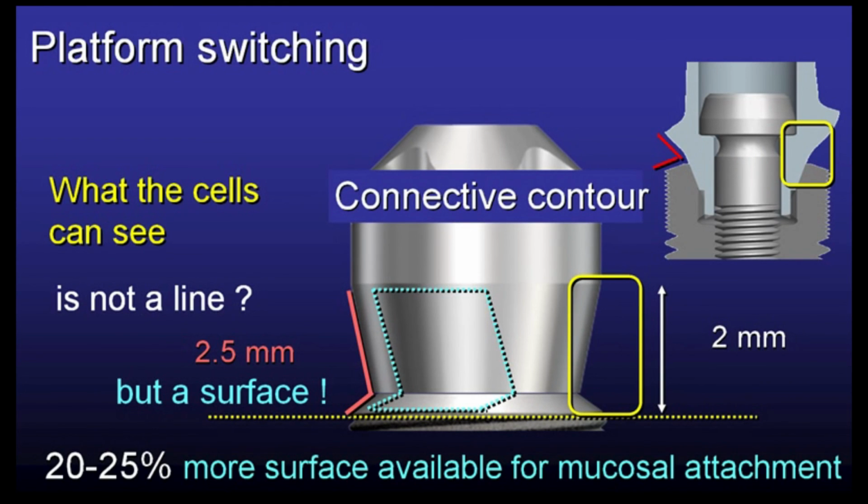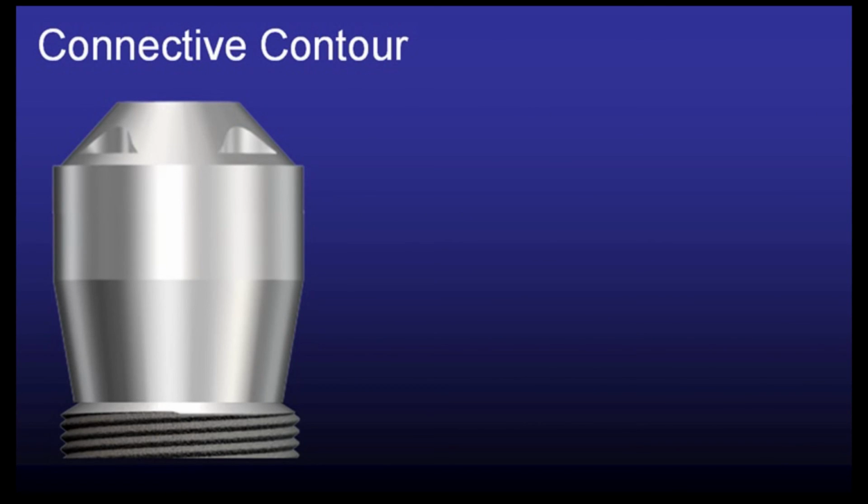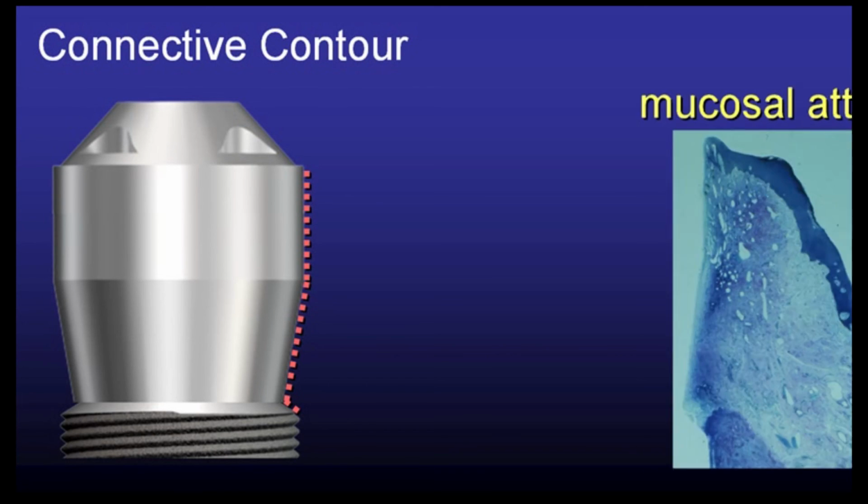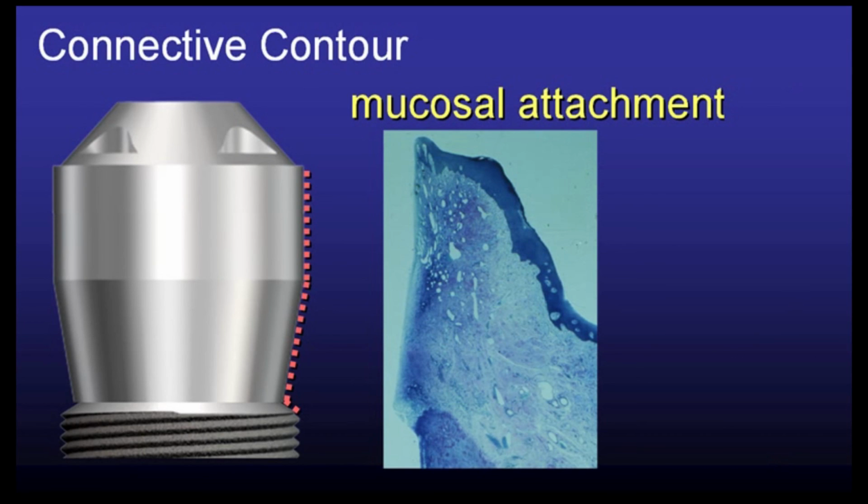Now to connective contour, and by this we mean the contour through which the implant meets the soft tissues, or how the soft tissues meet the implant. First of all, we study the profile. We understand that there is an upper cylindrical portion, followed by a conical portion, followed by another conical portion. And if we now project the soft tissue, the mucosal attachment that fits to this profile, we can see that the soft tissue takes on exactly the same profile as the implant.